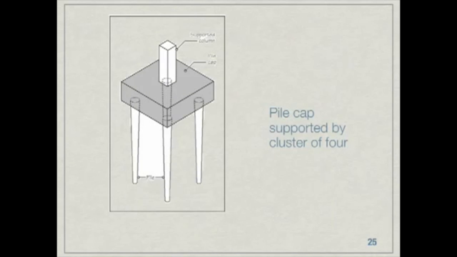And here we see a diagram of a concrete pile cap, which is supported by 3 piles, and typically this is the minimum for a pile cluster. You have to have a minimum of 3 piles underneath a pile cap, and these piles appear to be friction piles, as noted by the tapered end of the pile.